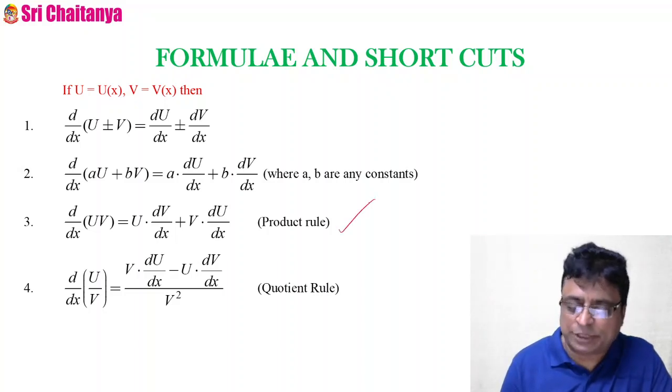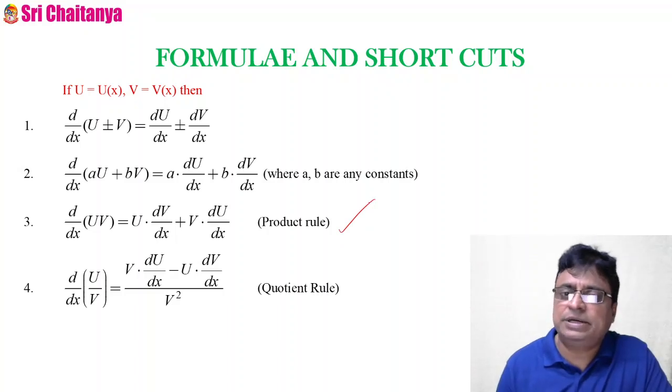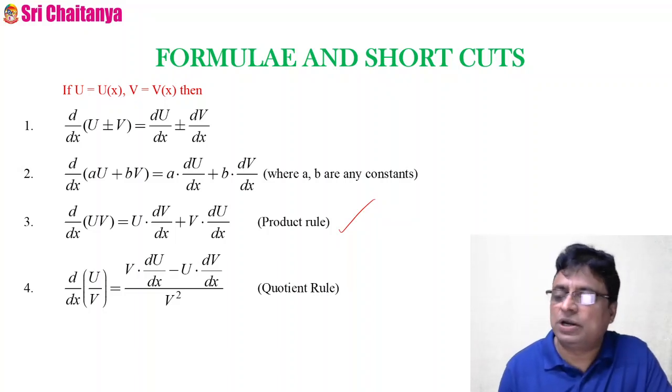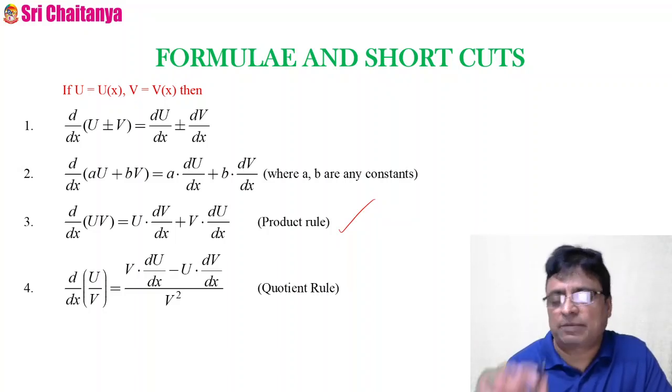Next, the product rule is the third one, important. D by dx of uv equals u into dv by dx plus v into du by dx. Once again, d by dx of uv equals u into dv by dx plus v into du by dx. This is called the product rule or uv formula.